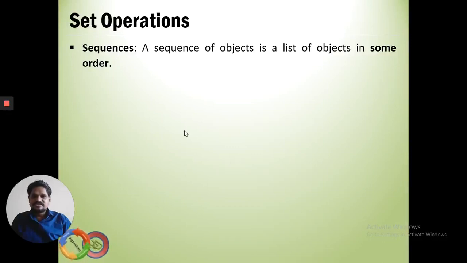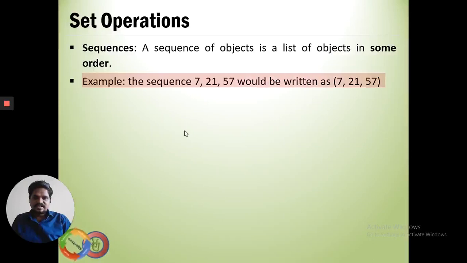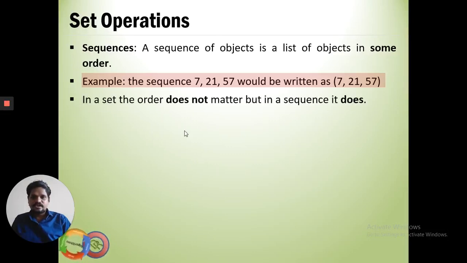A sequence of objects is a list of objects in some order. When we say sequence, here we are going to order them in some fashion, by some rule. Example: 7, 21 and 57 will be ordered 7, 21, 57 depending on their increasing order of value. In a set, order does not matter, but in a sequence it does. As I have written 7, 21 and 57, they must have the specific increasing order. I cannot write 7, 57, 21 because the rule will break. Then I will depend on another rule if I really want to do it like that.